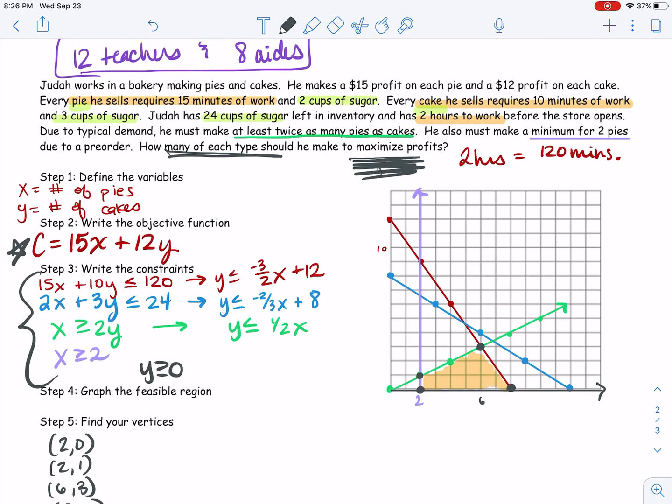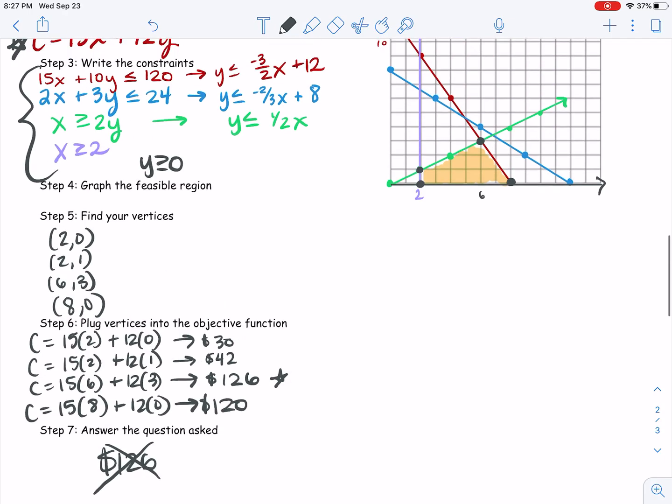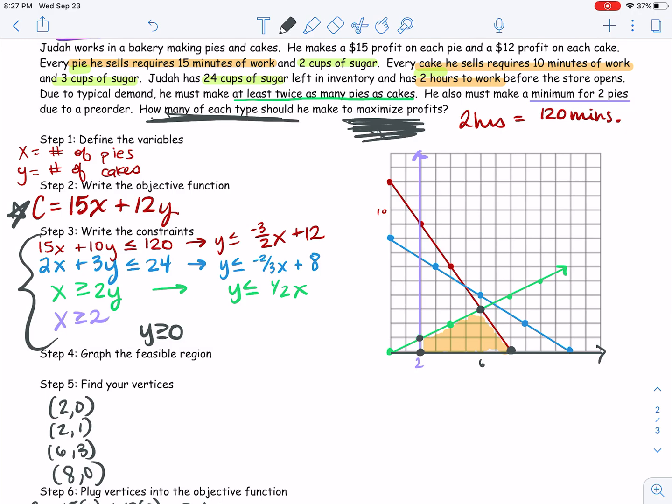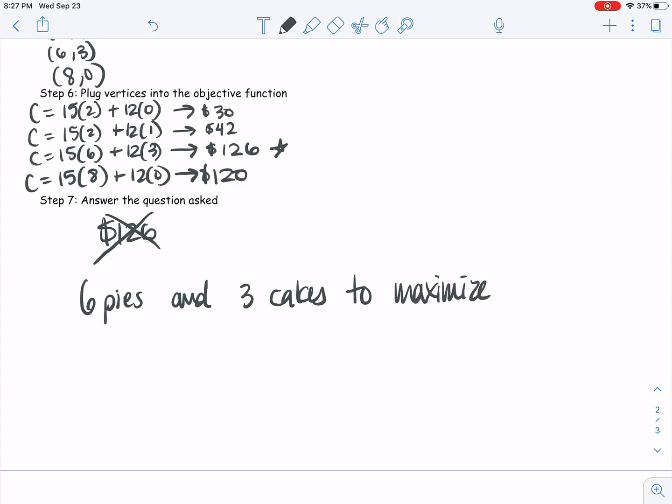So what is the question asking for? To maximize the profit. So I want the maximum profit. So out of these 4 amounts, which one is the highest? Obviously the 126. So what is my answer? Not $126. My answer is how many of each type should he make to maximize those profits. So that means he needs to make 6 pies and 3 cakes to maximize profit.